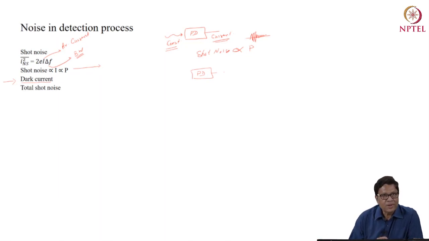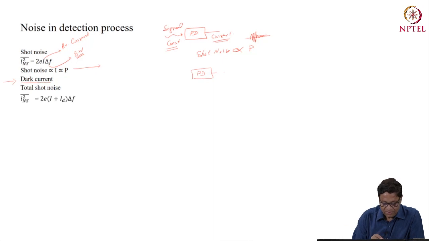So the total shot noise has one part because of the signal, and the other because of the dark current. The total shot noise will be a combination of I, the current in presence of light, and ID, the current produced because of thermal excitation in absence of light. So the total average i square ns is 2e into (I plus ID) into the bandwidth. So that is the total shot noise current.